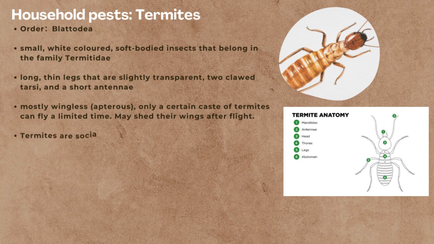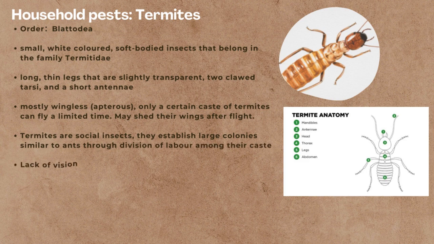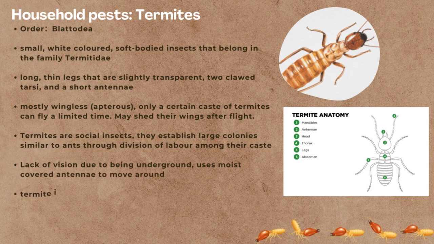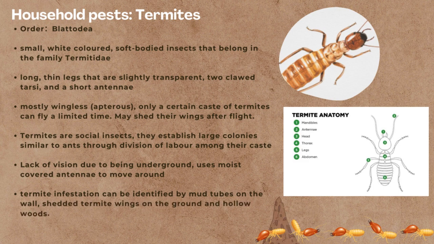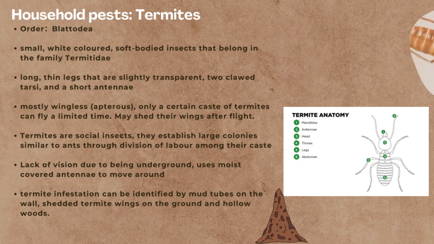Termites are mostly wingless, which is apterous. Only a certain caste of termites can fly for a limited time, and may shed their wings after flight. Termites are social insects. They establish large colonies similar to ants through division of labor among their castes. Termites lack vision due to being underground. They usually use their moist antennae to move around. Termite infestation can be identified by black tubes on the wall, shed termite wings on the ground, and hollow roots.